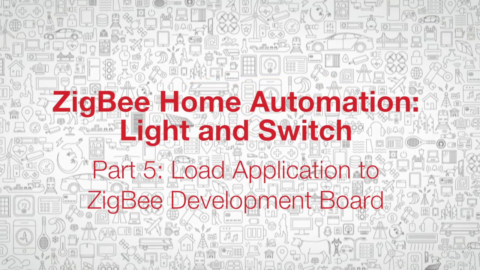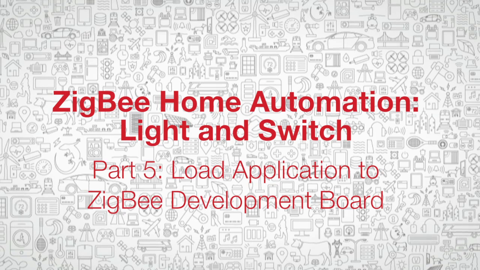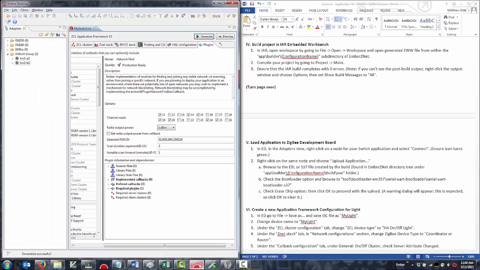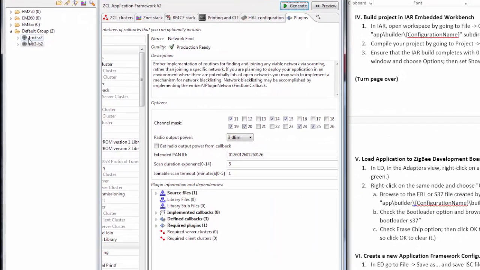Section 5. Loading the application to the ZigBee development board. We're going to need to go back to Ember Desktop for this step. So bring up Ember Desktop again. And the first thing we'll need to do is make sure that we're connected to these adapters via TCP/IP Ethernet. So we'll need to go to one of these, supposing the first one, and right-click and say Connect. And once the icon turns green, we're going to upload the application by going to a right-click and Upload Application.